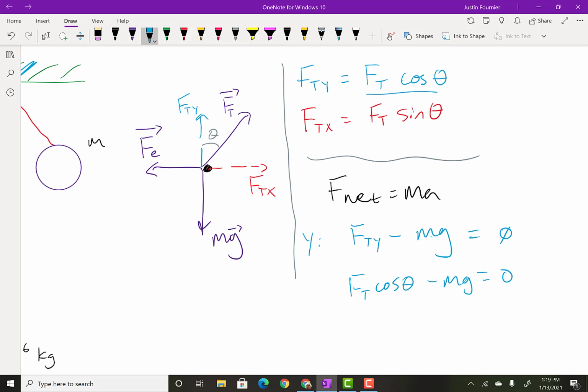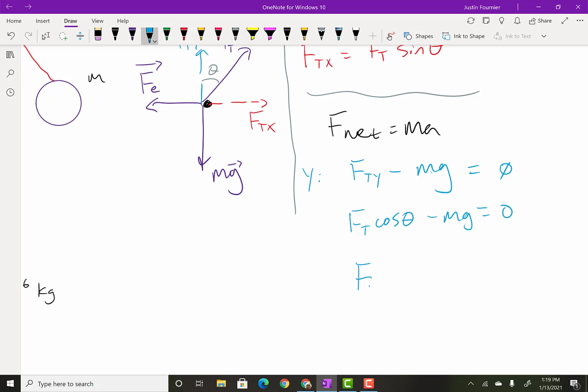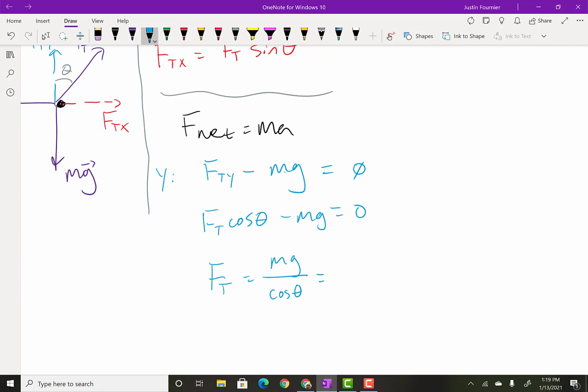So I know the mass, I know g, I know the angle, so I can find the tension force. I'm just going to isolate the tension force now. That's going to be mg over cosine of theta. My mass, I converted it over here. It's 4 times 10 to the negative 6 kilograms. g is 10 newtons per kilogram. I'm going to forego units for simplicity's sake. And this is cosine of 37.